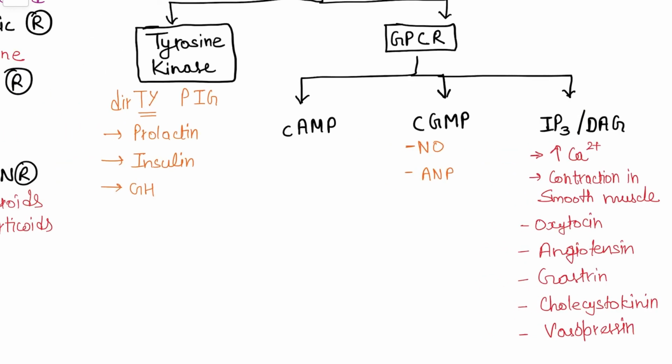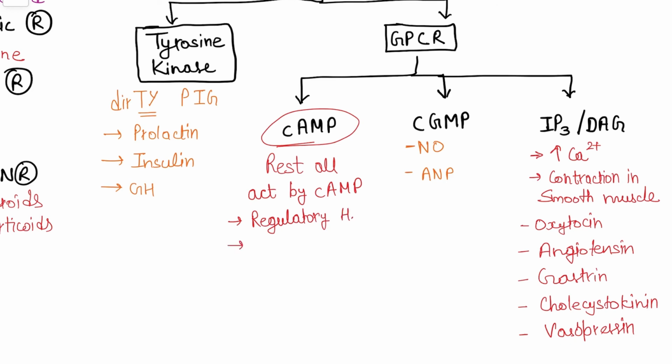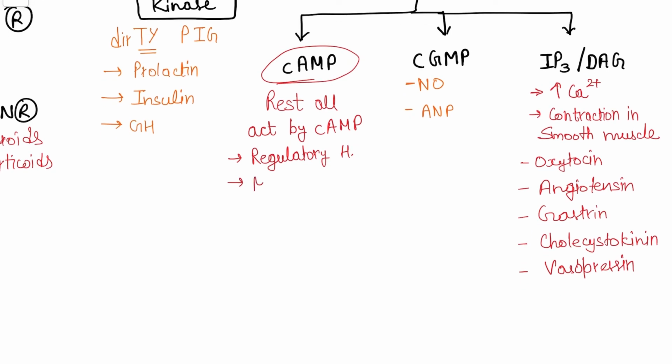Now we are left with cyclic AMP. Which hormones didn't we study? The rest all act by cyclic AMP. For example, regulatory hormones, then metabolic hormones, etc. Plus, the important one in this group we have to learn is glucagon.